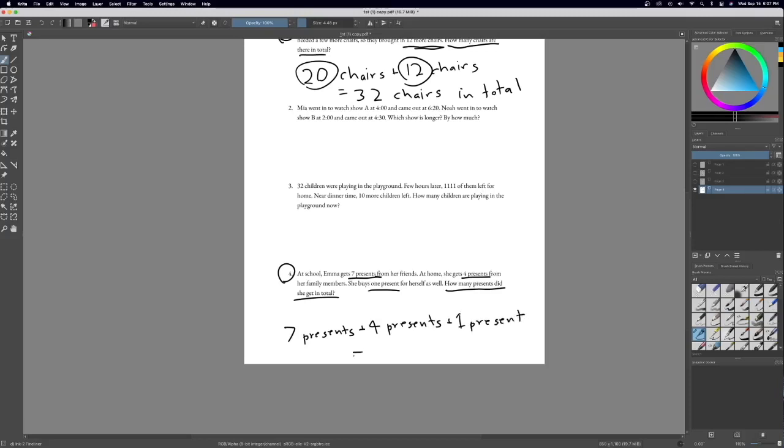Now, let's do a bit of mental math. 4 plus 1 is 5. And 7 plus 5 is 12, which is our answer, 12 presents.